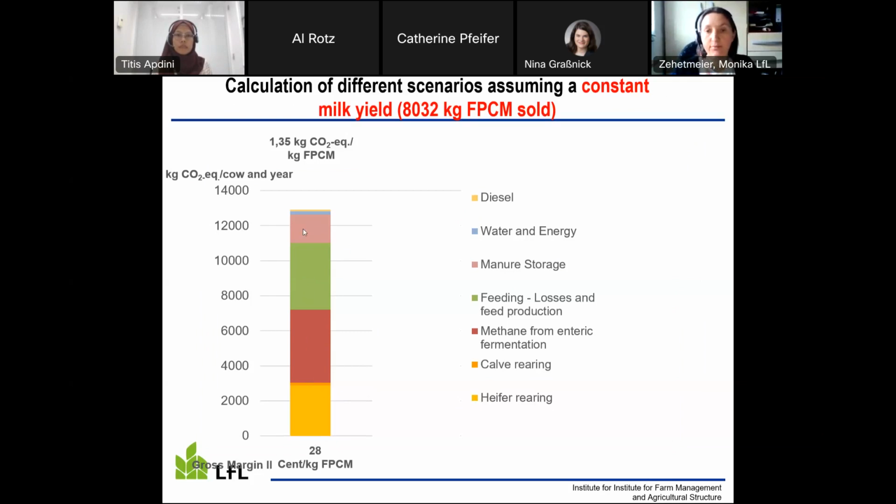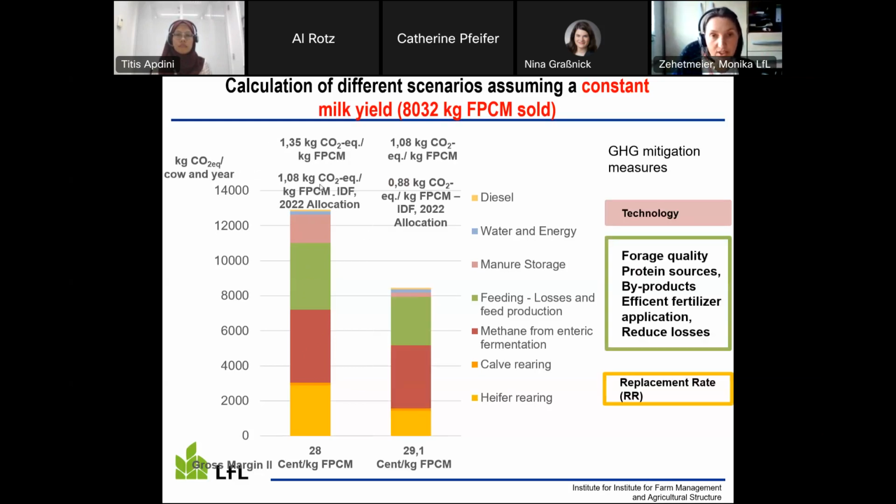Then you have methane and dinitrogen oxide emissions from nitrogen application, mineral and organic, water use, and diesel consumption on the farm. And this is the typical system where we come up with a carbon footprint of 1.35 kilograms CO2 equivalent per kilogram milk if we put all to the milk. And if we distinguish a different allocation method, the IDF allocation method, we come up to roughly 1 kilogram CO2 equivalent. I guess it's very similar to the results that Ellen showed.